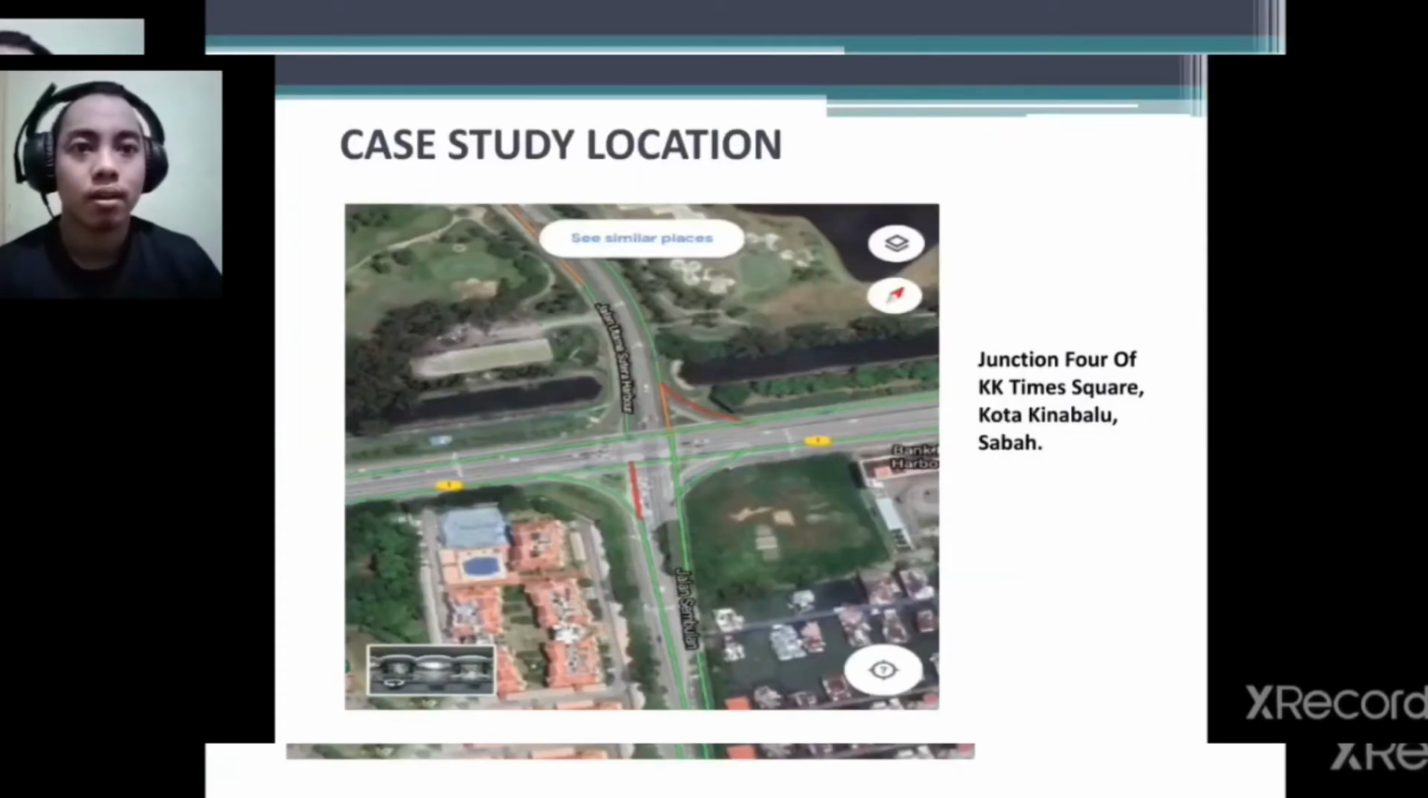The location of our case study is Junction 4 of KK Times Square, Kota Kinabalu, Sabah.